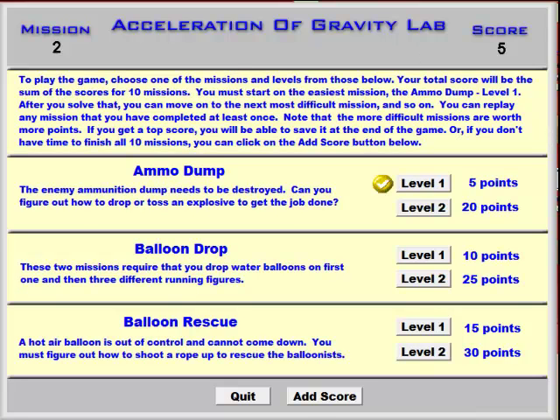At any point, students can push the Add Score button, which will allow them to get a screen that shows their score. You can use this for an assessment at the end of the period by quickly walking around and noting the scores of the students. Let's look at one more.